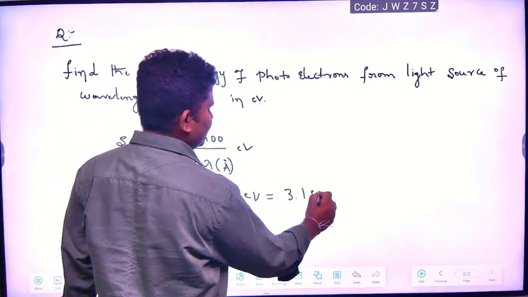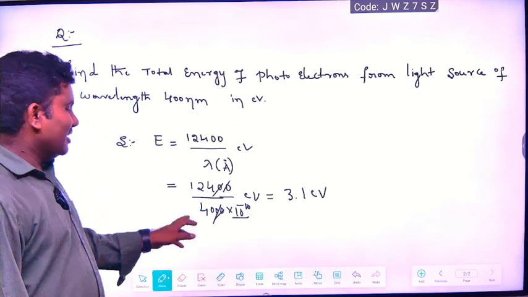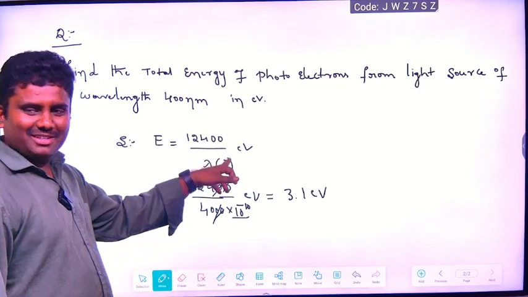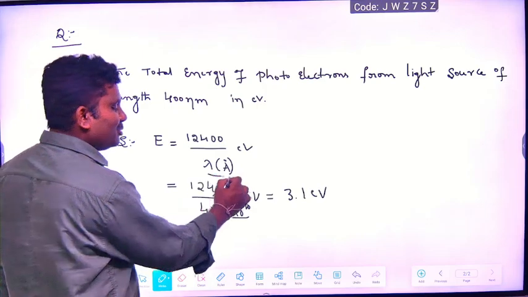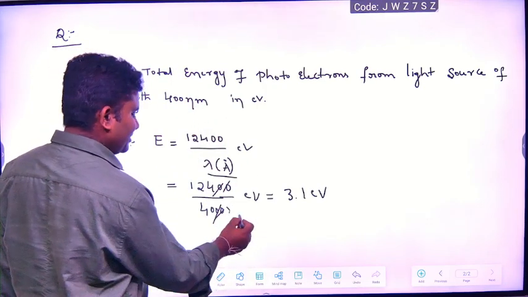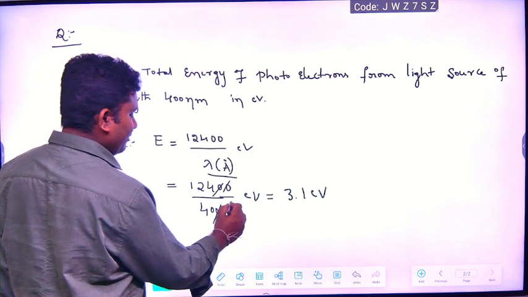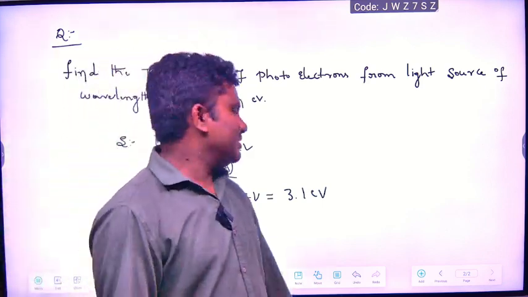3.1 electron volts. That's it. Sir, where's this 10 to the power of minus 10? Why didn't you take it? Because I already did, but lambda should be in electron volts. Don't take the 10 to the power of minus 10 again, understood? Because we already applied it in the formula. So this is the answer.